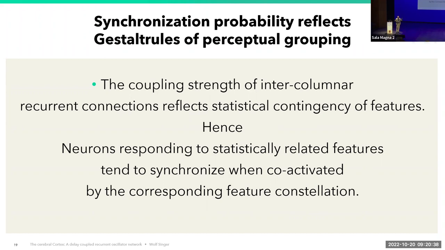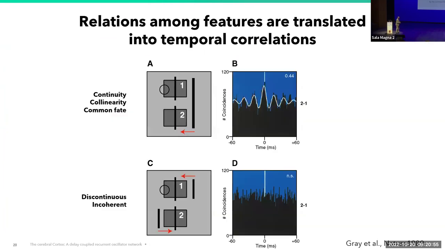Now, since this coupling strength reflects the statistical contingency of features in the natural world, neurons which respond to statistically related features tend to synchronize more than those which respond to something that is uncorrelated in the outside world. So the consequence is if one activates two columns that are selective, for example, for collinear line orientations, contours with collinear line orientations, which occurs very frequently in the natural visual world, you have these continuous contours. The columns synchronize, as you can see here.